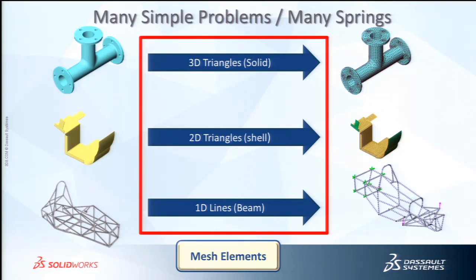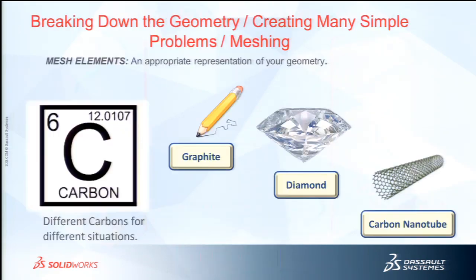There are other types of elements in SolidWorks Simulation that we kind of hide from you, that we don't let you know we have, but we have around 12 different element types. So why are we talking about this? Because different elements are appropriate for different situations, whether it's solid, thin, or a beam. Even though it's the same mathematics, the same type of problem, it's just an appropriate representation of your geometry.